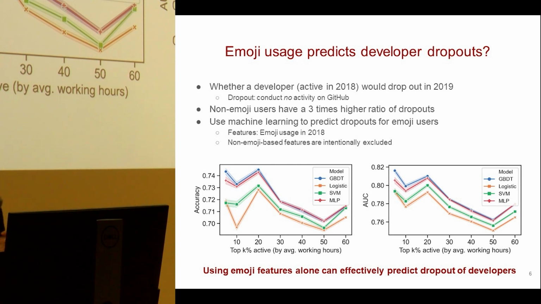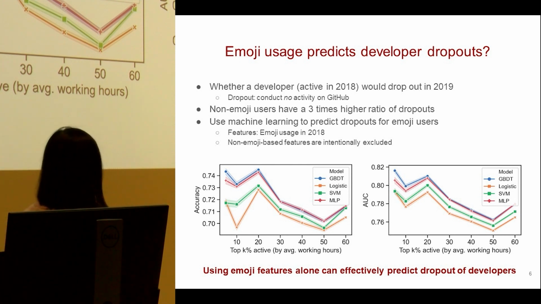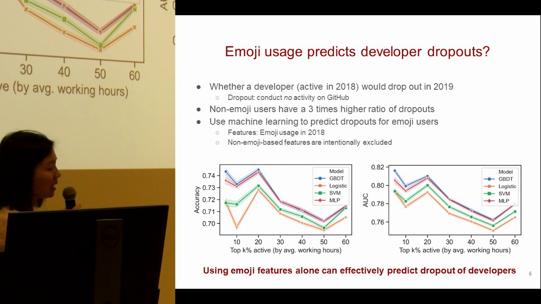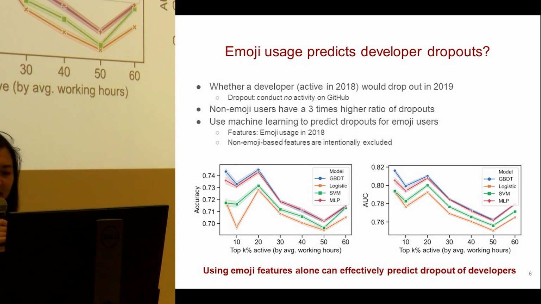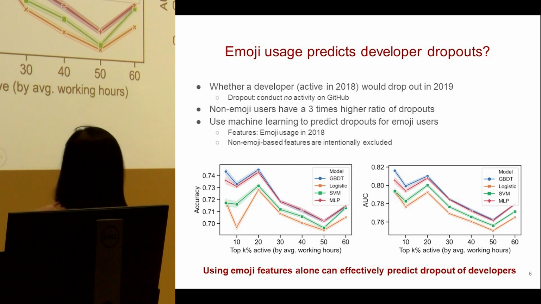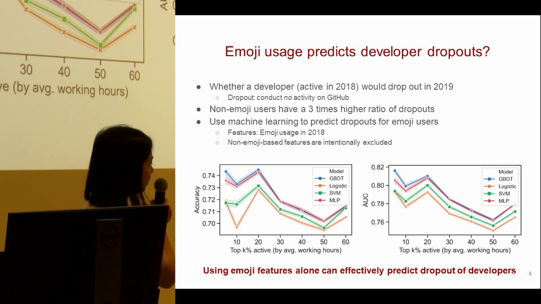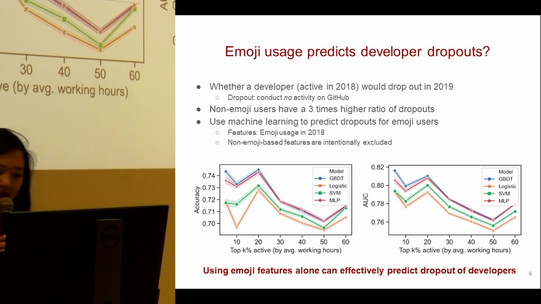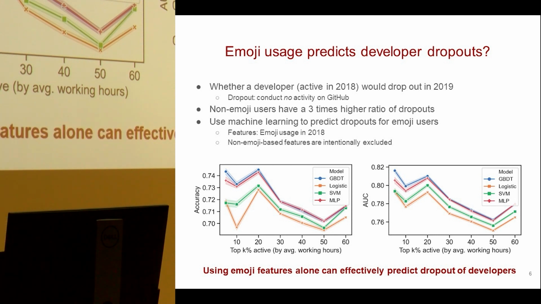We can see that although we grouped the developers by their activity levels, the models are performing well in different groups. And when we look at the accuracy, we can see that we can achieve at least 0.7 accuracy for different models, and we can achieve as high as 0.75 for some groups of developers. So we can see that using emoji features alone can effectively predict the dropout of developers.